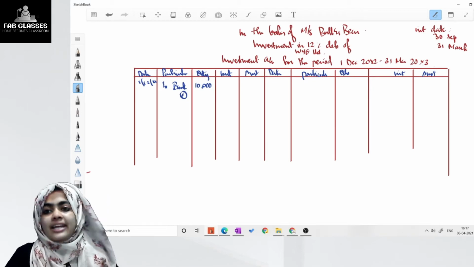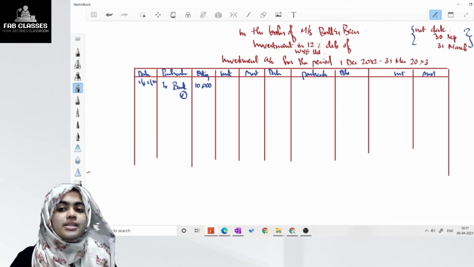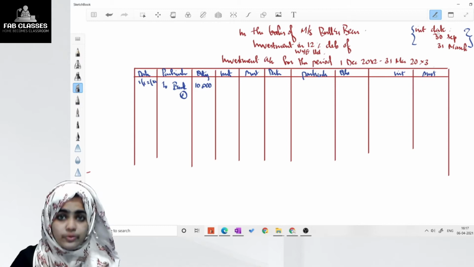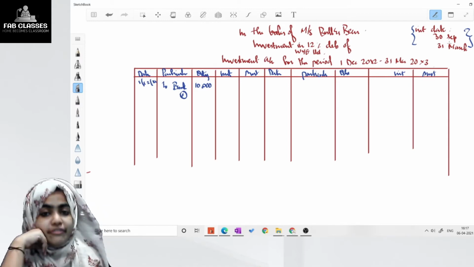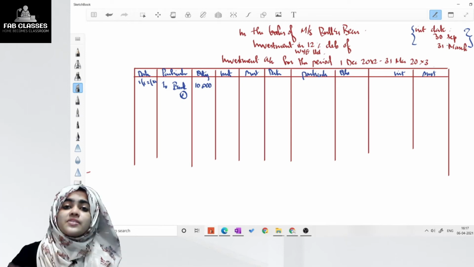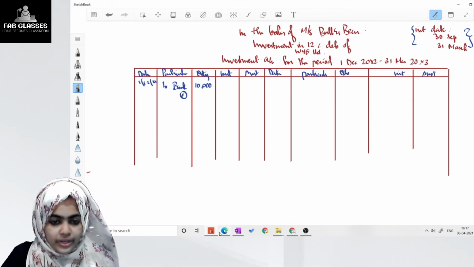And inside we can also mention in the bracket the interest dates. When is the interest receivable relating to these investments? That is 30th September and 31st March every year. So half yearly we will be receiving interest on these investments. Now let's move forward into the question.